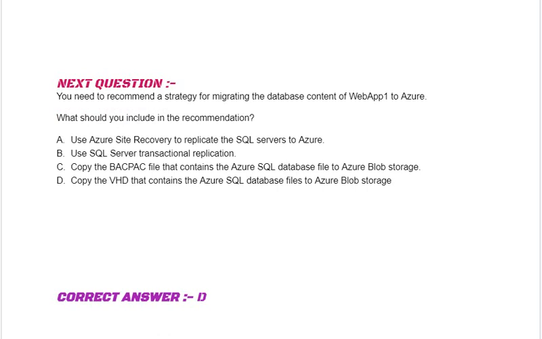Next question is, you need to recommend a strategy for migrating the database content of Wave App 1 to Azure. What should you include in the recommendation? Option A. Use Azure Site Recovery to replicate the SQL servers to Azure. Option B. Use SQL Server Transactional Replication. Option C. Copy the BACPAC file that contains the Azure SQL database file to Azure Blob Storage. Option D. Copy the VHD that contains the Azure SQL database files to Azure Blob Storage. Correct answer is option D.